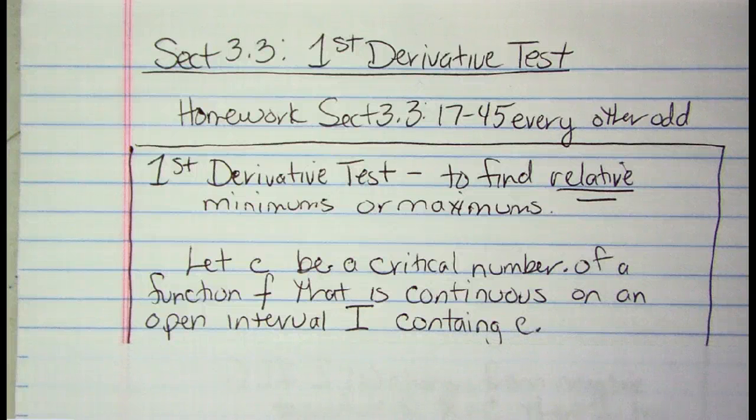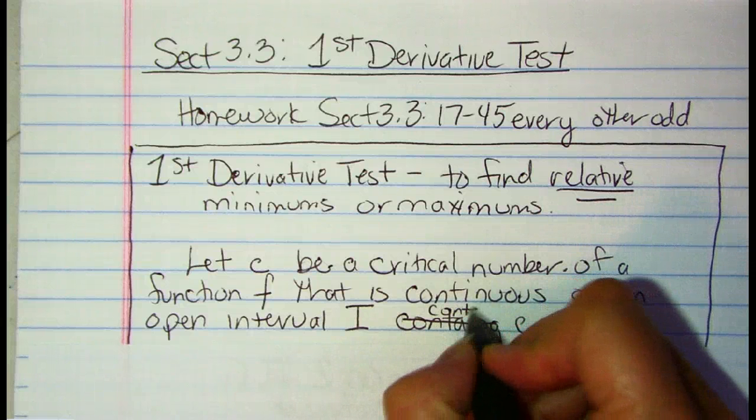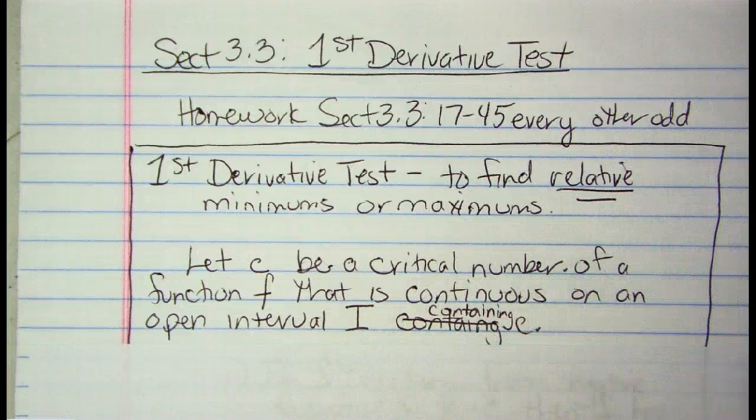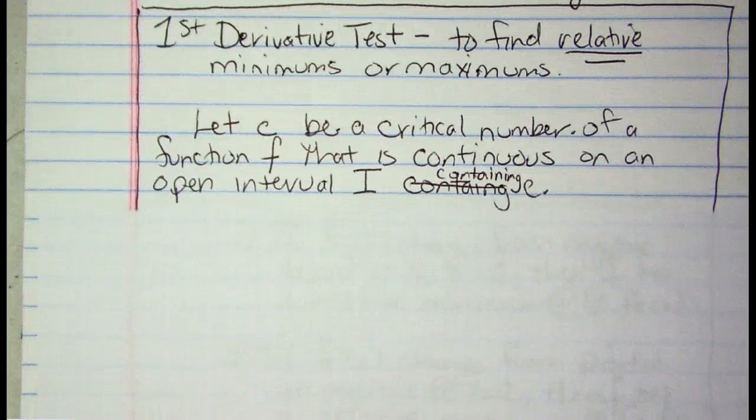Let c be a critical number of a function f that is continuous on an open interval called I containing c. One more time, I can't spell. So again, my function f is continuous on some open interval I, and let there be a critical number c. So far it looks like I'm supposed to find critical numbers.